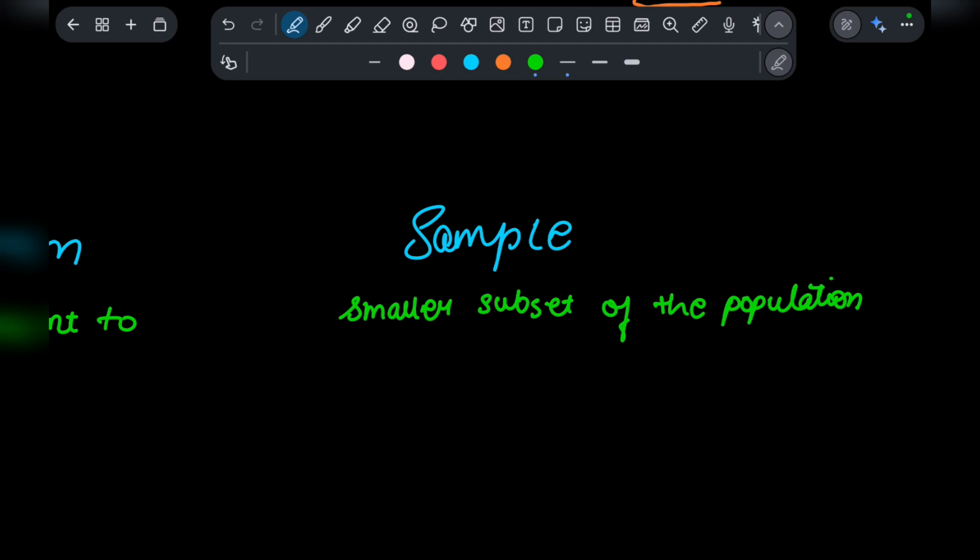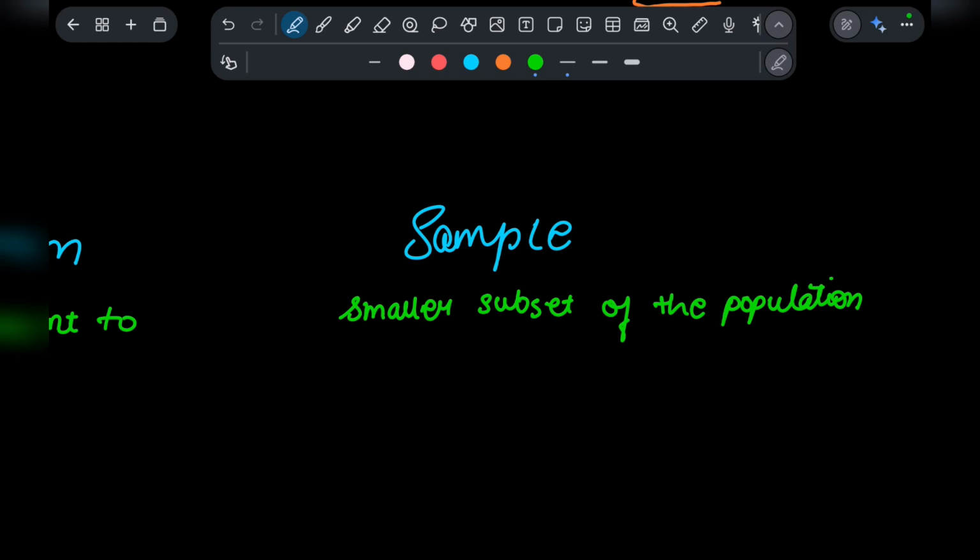A well chosen sample can give reliable insights about the population. A quick analogy I want to give you is that the population is like the whole pot of soup, while a sample is one spoonful you taste. If the spoonful tastes salty, you infer that the whole pot is salty, right? That's inferential statistics in action. I hope you are able to understand the example I gave you.